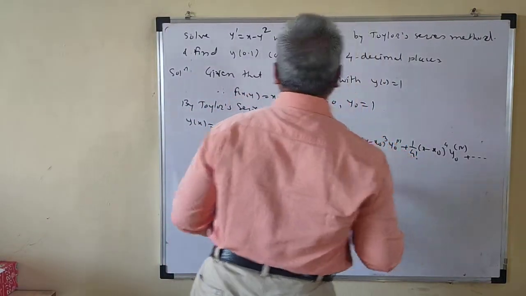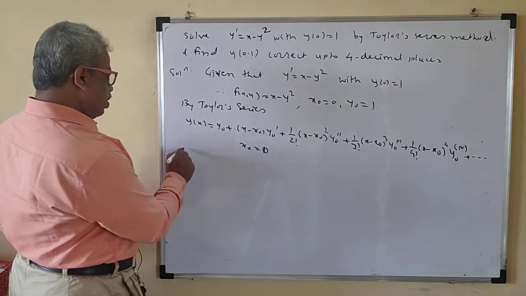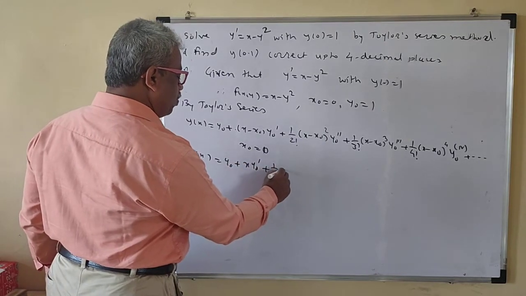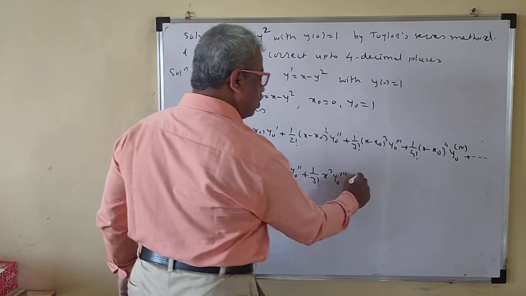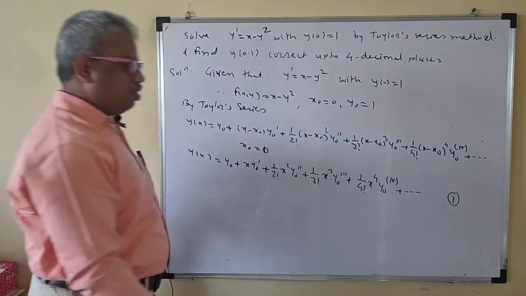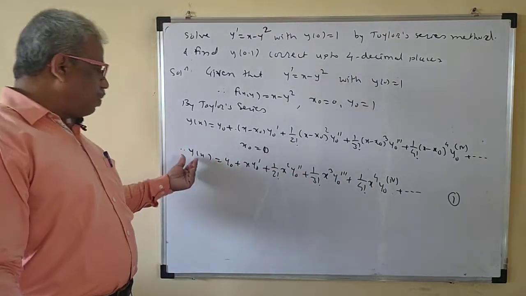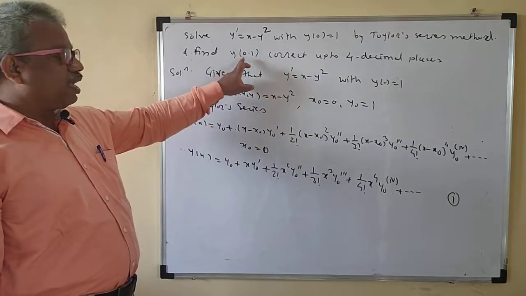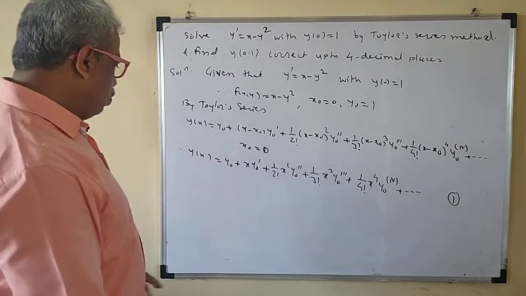This is the formula. Just here x naught is 0 now. So therefore y of x is equal to y naught plus x y naught prime plus 1 upon 2 factorial x square y naught double prime plus 1 upon 3 factorial x cube y naught triple prime plus 1 upon 4 factorial x to the power 4 y naught four plus dot dot dot. If I get the values of y naught prime, y naught double prime and so on, we will get a power series of y of x. That is the numerical solution of this. Then we will put x is equal to 0.1, and we will get the value of y of 0.1.